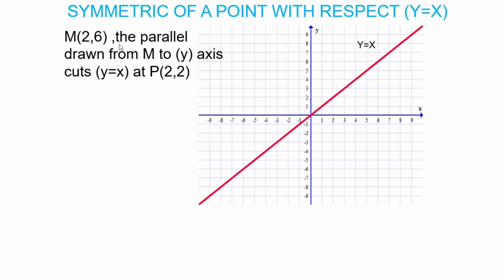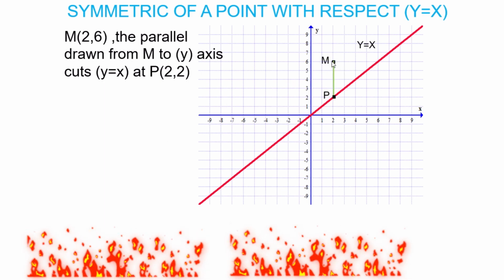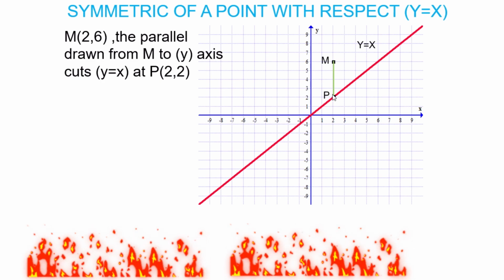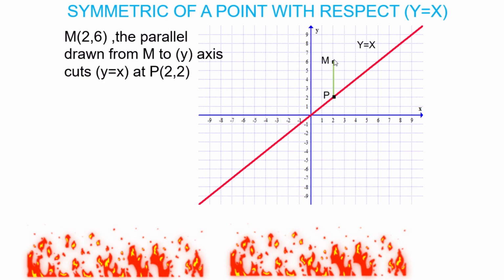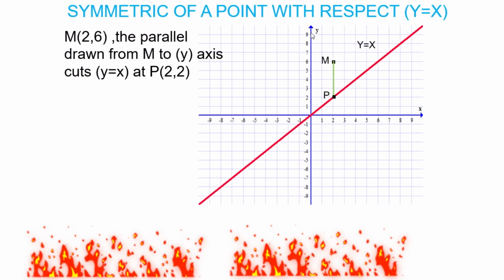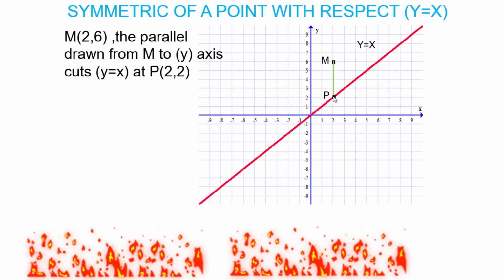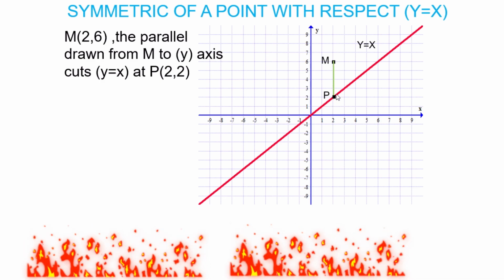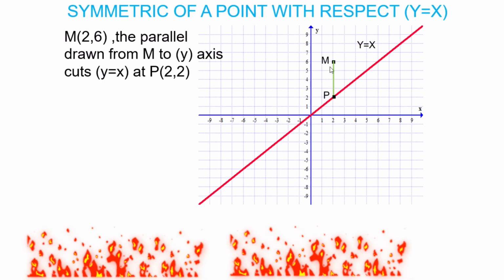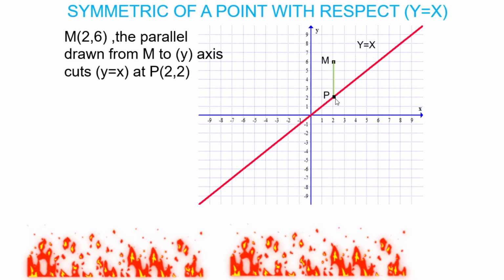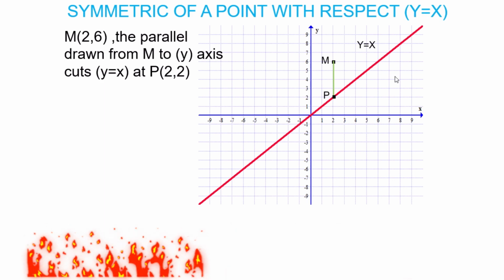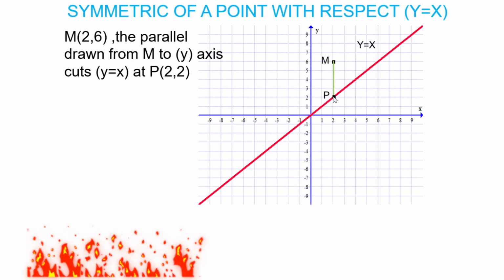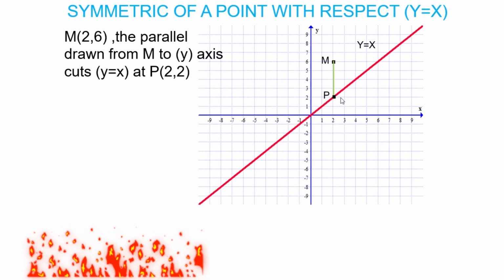Let M be the point (2, 6). The parallel from M to the y-axis cuts the first bisector at P. Since MP is parallel to the y-axis, P and M have the same abscissa. The abscissa of M is 2, then the abscissa of P is 2. The ordinate of P is 2 because y equals x. And you will see graphically the coordinates of P: 2, 2.